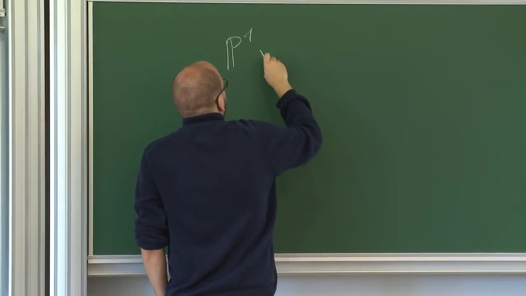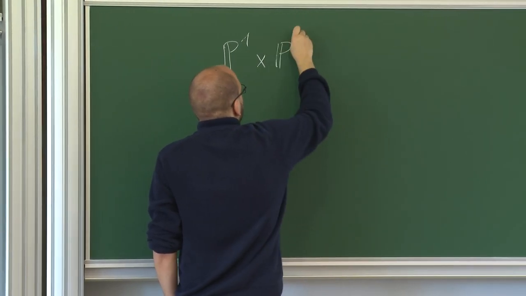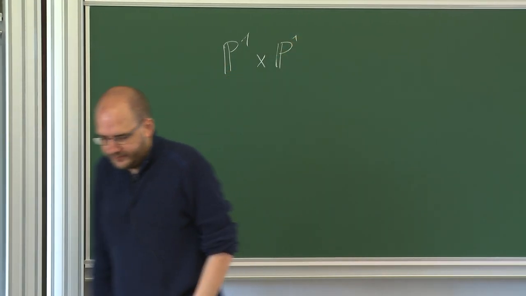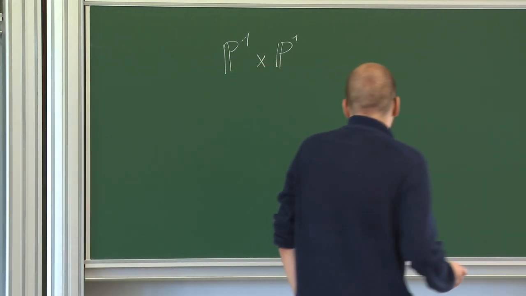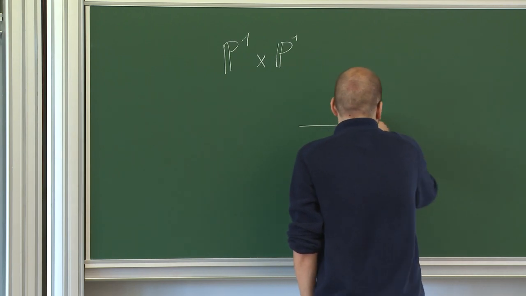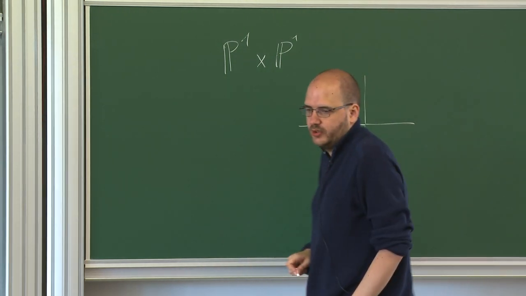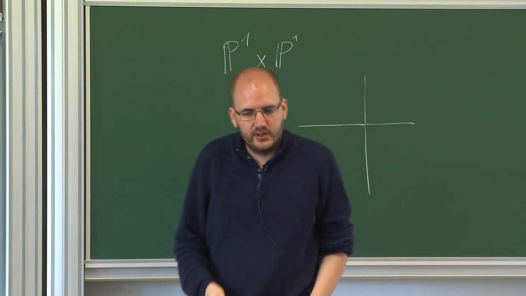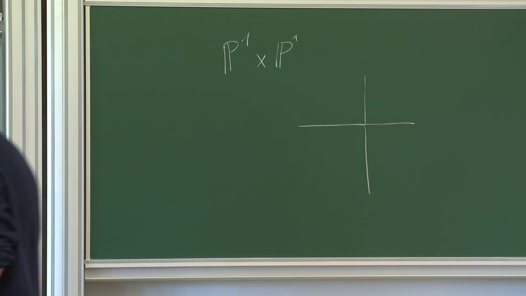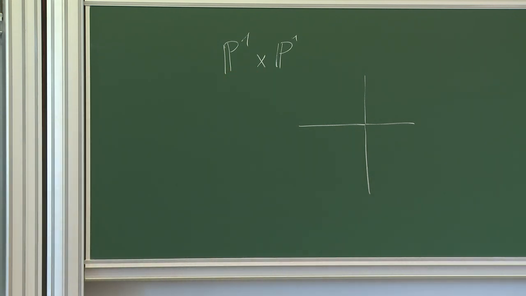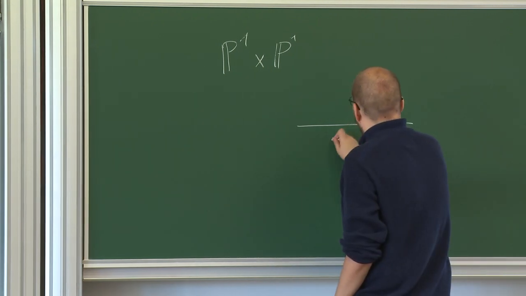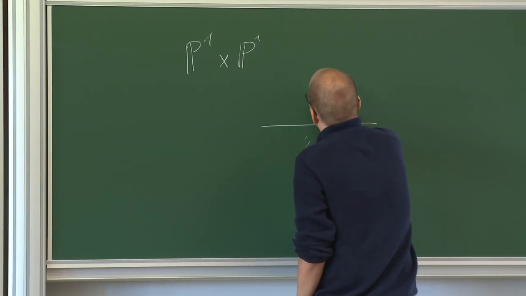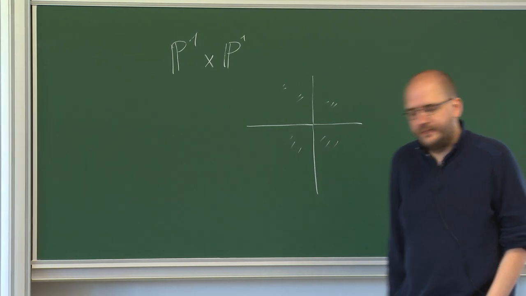Cross P1. What is the simplicial complex or the simplicial fan associated to it? Well, it's just, well, it's a fan over the cross polytope, right? It's a normal fan to the unit cube, unit square. In dimension two, the cross polytope is also a square, but yes. All right, so this is a fan.